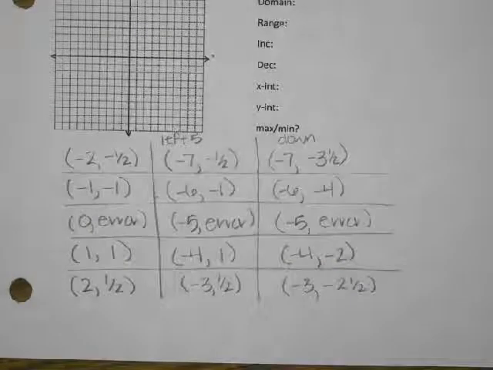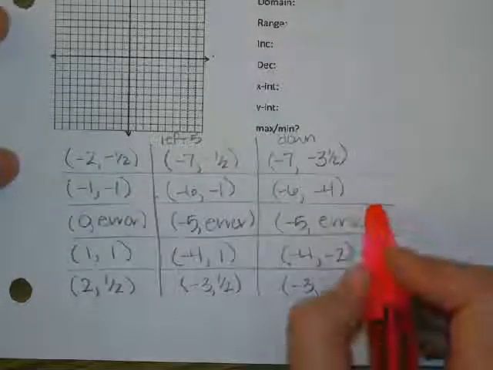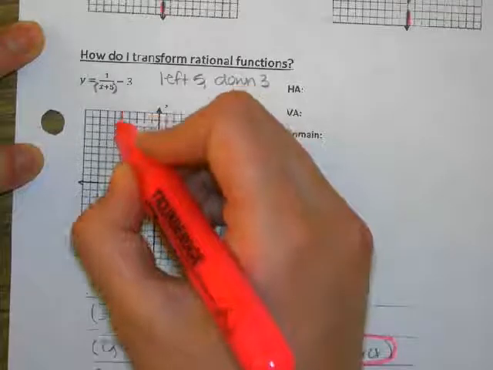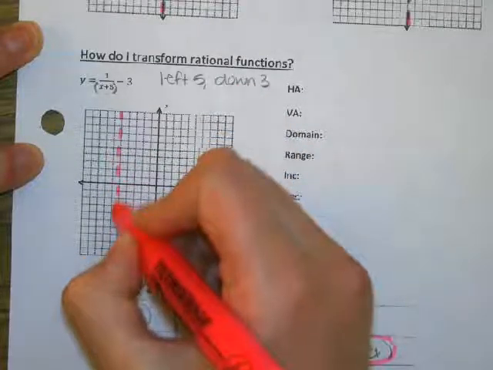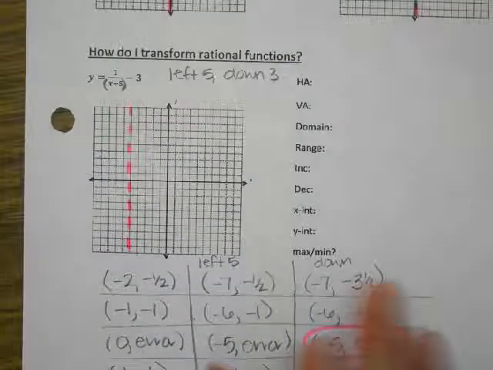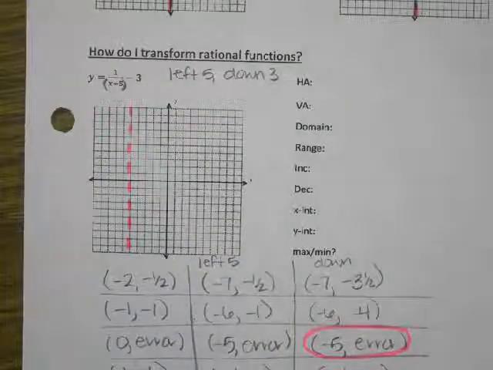Okay. Does anyone know where the vertical asymptote is? -5? Yeah, it's at -5. So I can see that because that's where the error is, so I can't have x equals -5. So 1, 2, 3, 4, 5. Now, we have a horizontal asymptote here. It's just a little bit harder to find than the other one. Anyone know where the horizontal asymptote is?